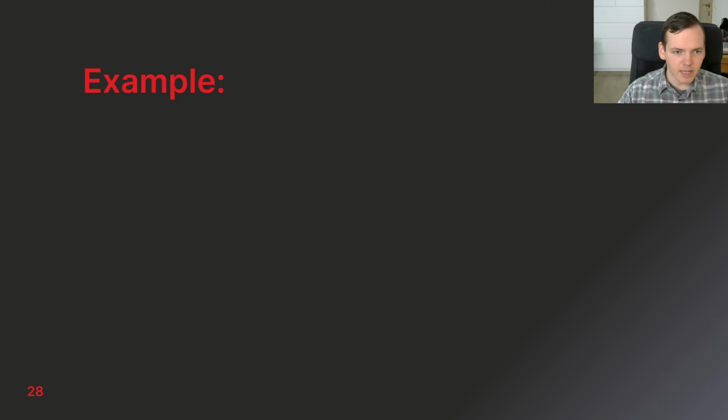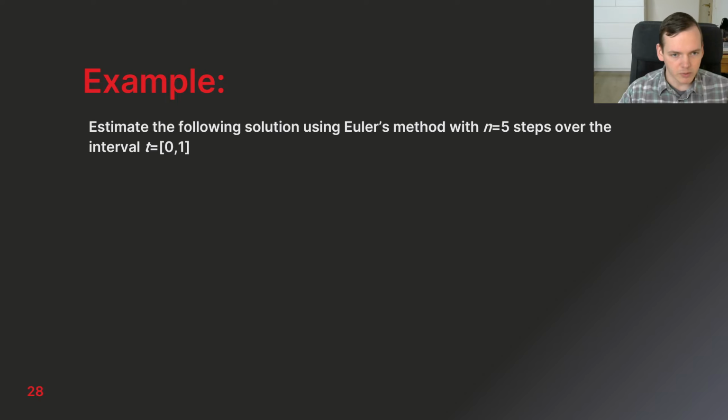All right, we're looking at a quick example of Euler's method here. So estimate the following solution using Euler's method with n equals 5 steps over the interval from t equals 0 to 1. We're using the equation, it's not typed up here, so I'm writing it out: y prime equals 3t minus y, and y of 0 is equal to 1.